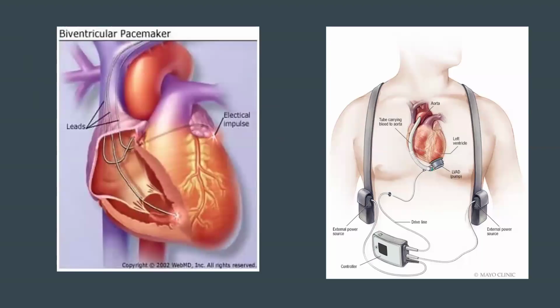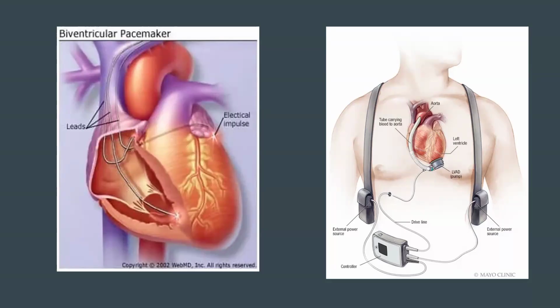And when I mentioned internal cardiac defibrillation with CRT, this is what I'm talking about. You could see here that we saw this before. This is a biventricular pacemaker with a defibrillator on the end. So what it does is it allows the heart to pace from both sides.